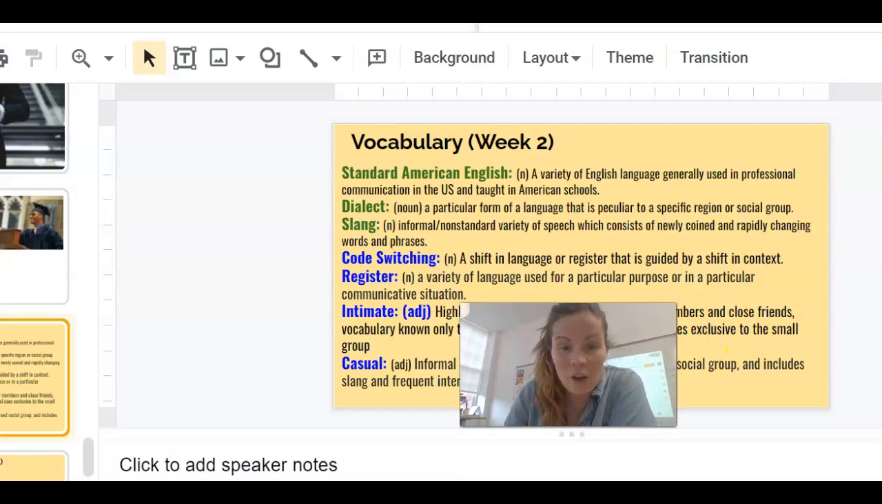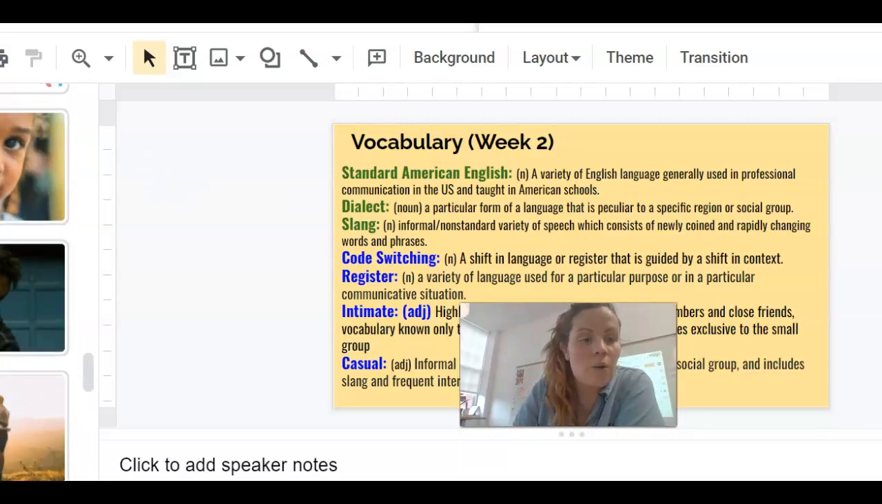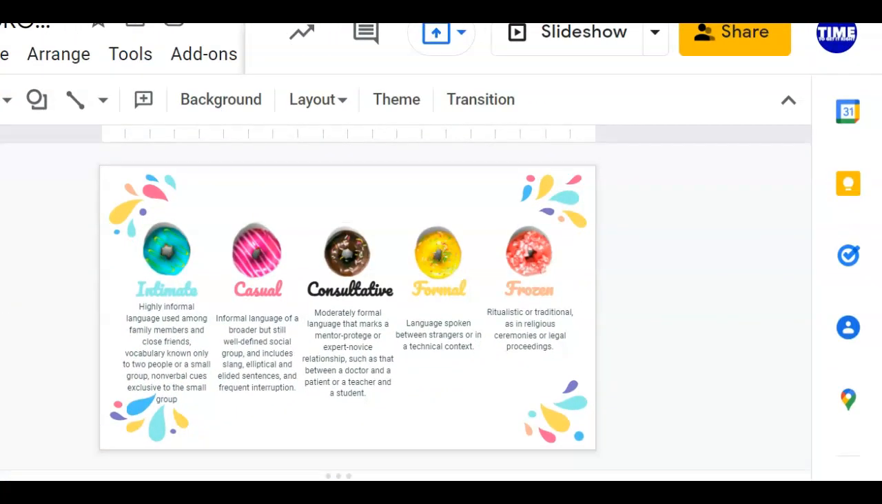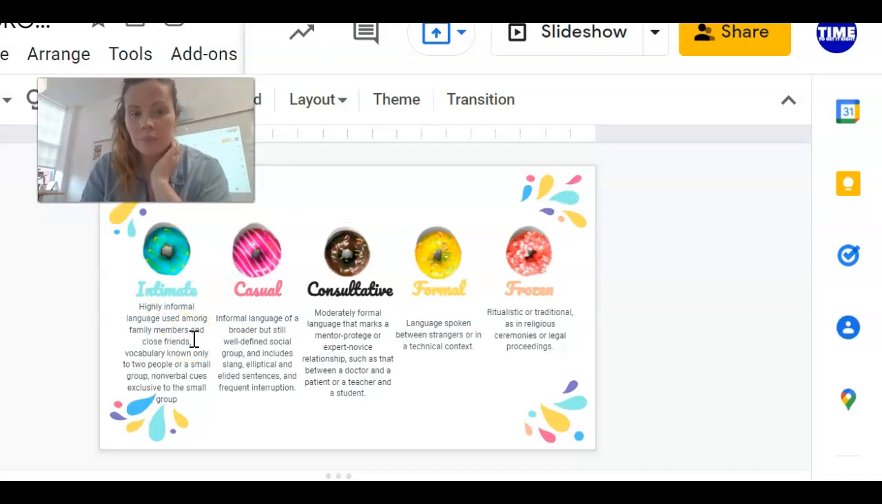All right, so there's a second page to this, and that's because we're going to go over some of those different phrases that we go through here. When we're code switching, we code switch between what is thought of as intimate, casual, consultative, formal, and frozen language. We're going to take a look at them with examples here, but let's talk first just about the first two, intimate and casual. Intimate is highly informal language used among family members and really close friends, maybe vocabulary known only to 2 people or to a small group. Nonverbal clues exclusive to that small group. Like if you've ever had a friend where you know what they're thinking before they even say anything just by the look on their face, chances are you have intimate communications, right?